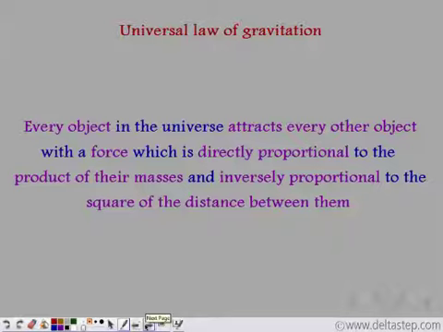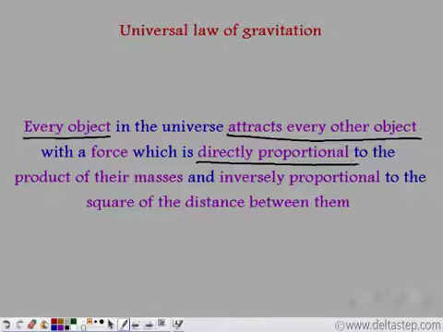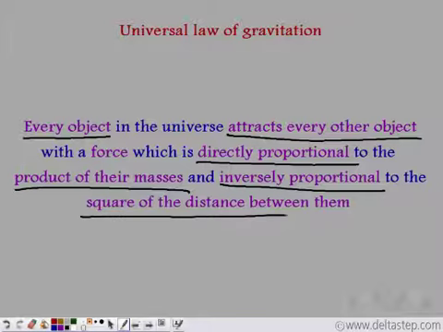The Universal Law of Gravitation states that every object in the universe attracts every other object with a force which is directly proportional to the product of their masses and inversely proportional to the square of the distance between them. So let us try and understand this law mathematically.